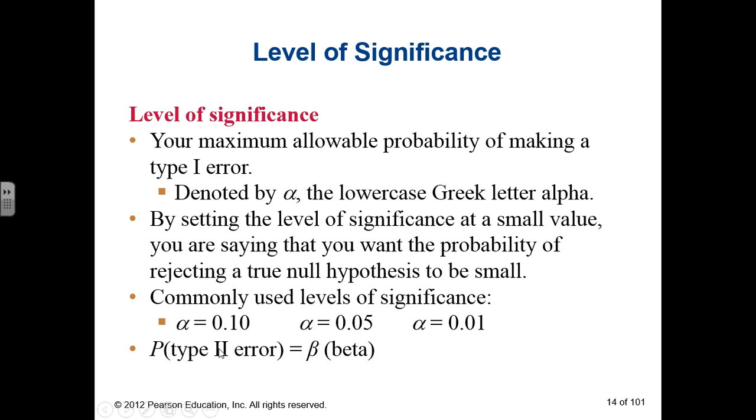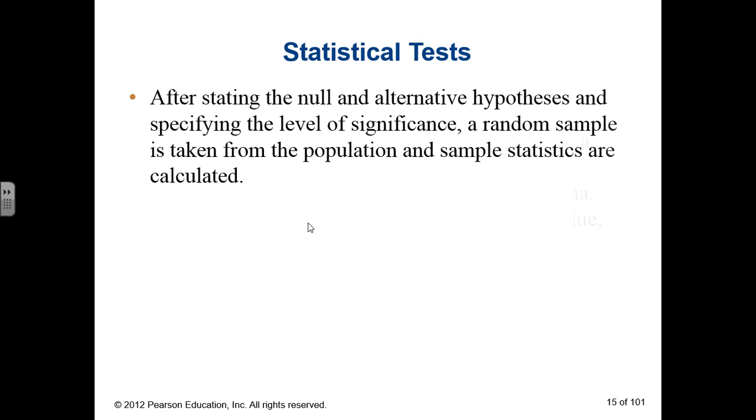Now the probability of making the type 2 error is known as beta. In this class, all we need to know is that beta exists, and it is the probability of making a type 2 error. We will not be discussing beta any longer in this class.